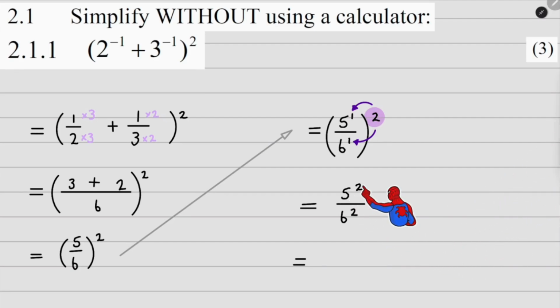And then 5 squared is 25. And 6 squared is 36. And now we're clear, bro.